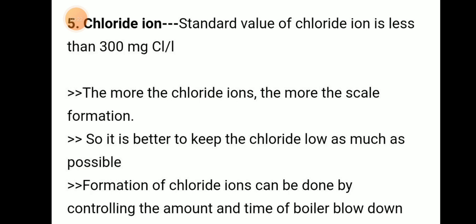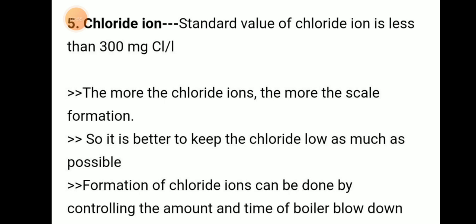Chloride ion. The standard value of chloride ion is less than 300 mg Cl per liter. The more chloride ion, the more scale formation there is. So it is better to keep chloride as low as possible. Formation of chloride ion can be controlled by the amount and the time of boiler blowdown.